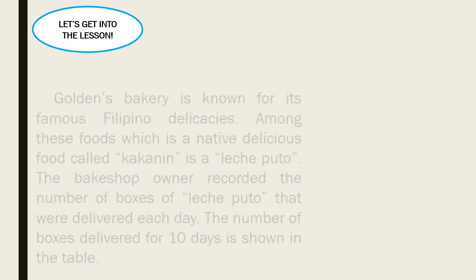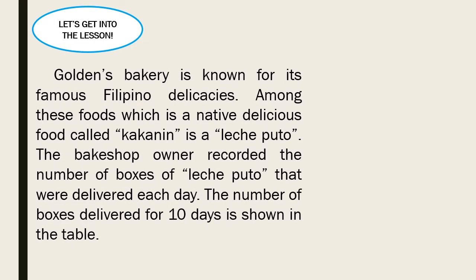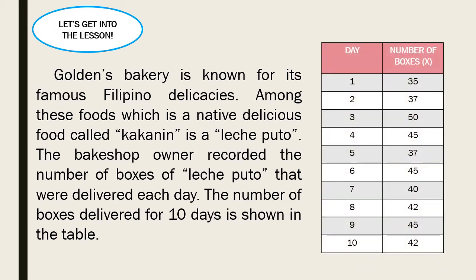Let's get into the lesson. Simulan natin ang ating lesson sa isang situation. Golden's Bakery is known for its famous Filipino delicacies. Among these foods, which is a native delicious food called kakanin, is a leche puto. The bake shop owner recorded the number of boxes of leche puto that were delivered each day. The number of boxes delivered per 10 days is shown in the table. So, ito po yung ating day 1 up to day 10. And the number of boxes of leche puto that were delivered each day.